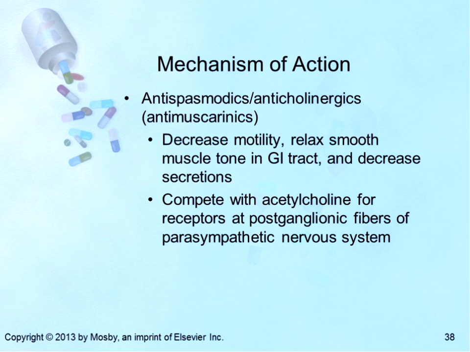So antispasmodic, anticholinergic agents are known as the antimuscarinic drugs. The muscarinic nervous system is a subcategory of the cholinergic nervous system. The other subcategory, the nicotinic nervous system, is seldom involved in drug actions. Anticholinergic agents decrease motility, relax smooth muscle tone in the GI tract, and decrease secretions. Antispasmodics decrease GI motility by relaxing smooth muscle tone. These medications have anticholinergic properties, thus they compete with acetylcholine for receptors at postganglionic fibers of the parasympathetic nervous system.